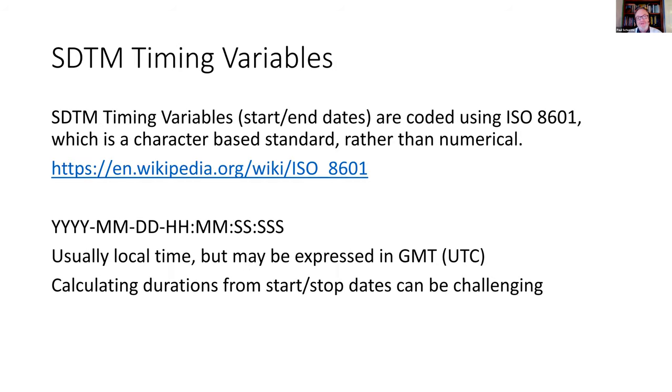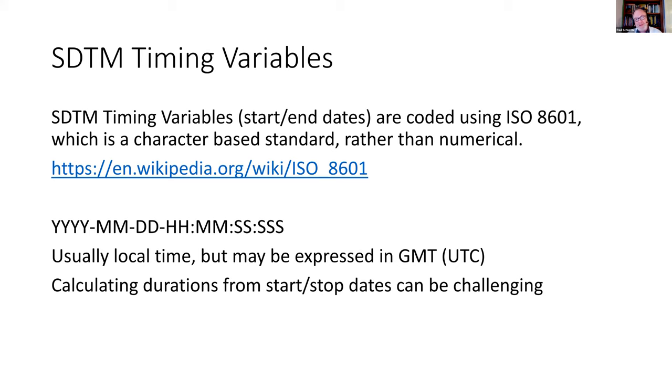Let's see. Timing variables. This may be something you're familiar with, but SDTM timing uses ISO 8601, and it's discussed on Wikipedia. What it does is sort of a reverse: it starts with the highest level, the year, month, date, hour, minute, second, and then even, I think, hundredths of a second, or it can go to thousandths. Usually expressed in local time, but it can be in Greenwich Mean Time.